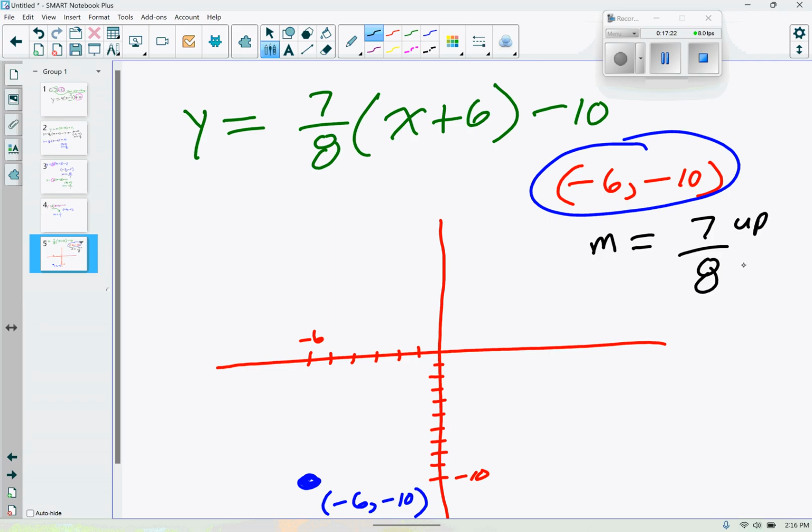So up 7, right 8. From this point, I'm going to go up 1, 2, 3, 4, 5, 6, 7. Right, 1, 2, 3, 4, 5, 6, 7, 8. And then connect the dots. Draw your line as straight as you possibly can. And that's basically what we're doing.